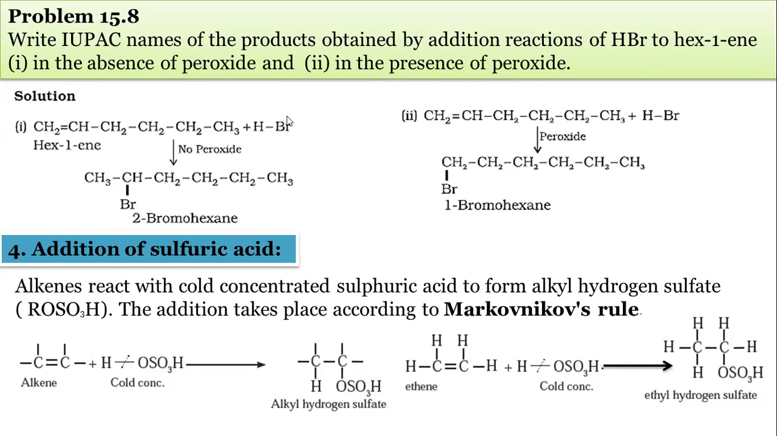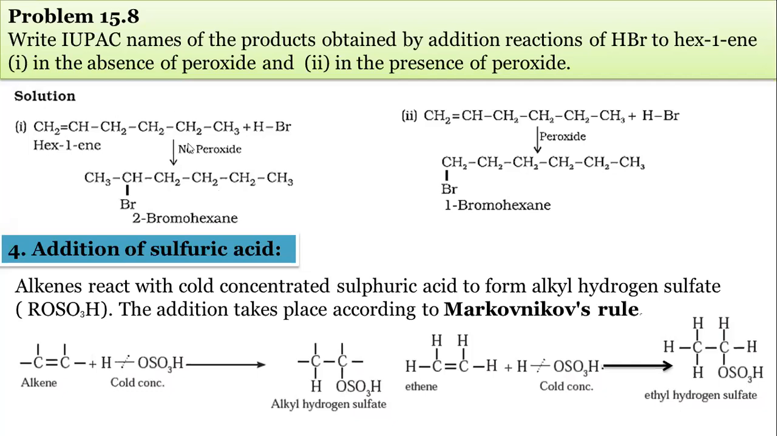In the first example no peroxide is added, so the addition always takes place according to Markovnikov's rule. This means we have to check the negative part first. In HBr, the Br is negative, so this Br gets attached to one of the double-bonded carbons. This carbon has two hydrogens, and the second carbon has only one hydrogen. So Br preferably gets attached to carbon number 2 according to Markovnikov's rule, because there is only one hydrogen there and two hydrogens on the other. So we get 2-bromohexane, which is the major product.